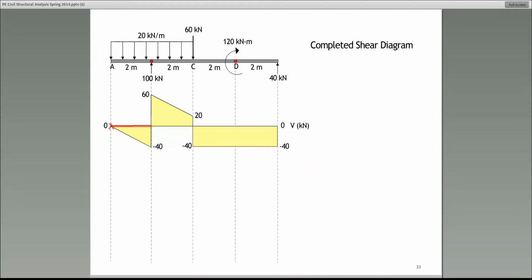So ask yourself, what is the degree of the shear between A and B? What degree curve is that? You got it. It's a first degree curve. It was that line. So a first degree curve, when you integrate it, becomes a second degree curve. What does a second degree curve look like?